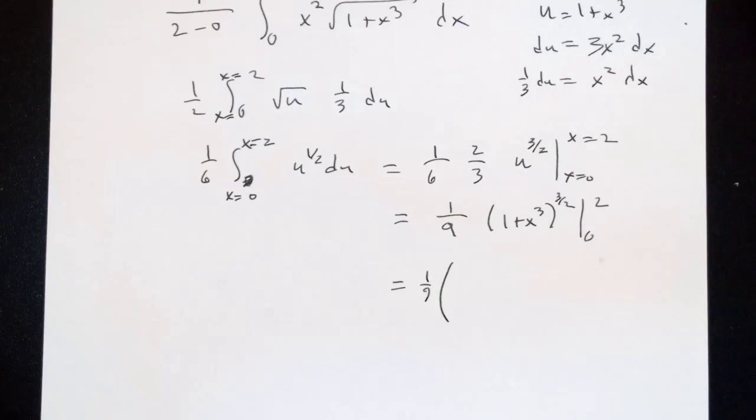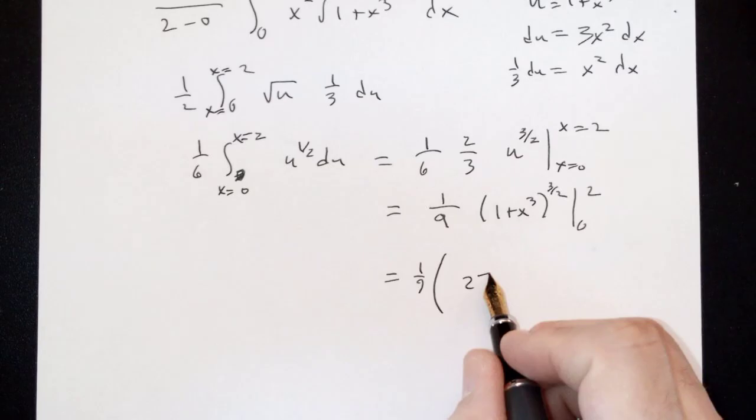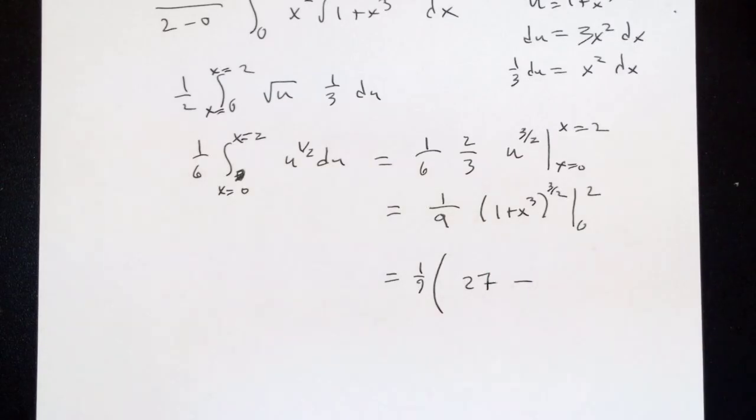Two cubed, 8 plus 1 is 9. 9 to the 3 halves. All right, wait a minute. 9, a half power means a square root. Square root of 9, 3 to the third. So 3 times 3 times 3, 27. Put in 0. 0 cubed is 0. Add 1, you get 1. 1 raised to any power is 1.